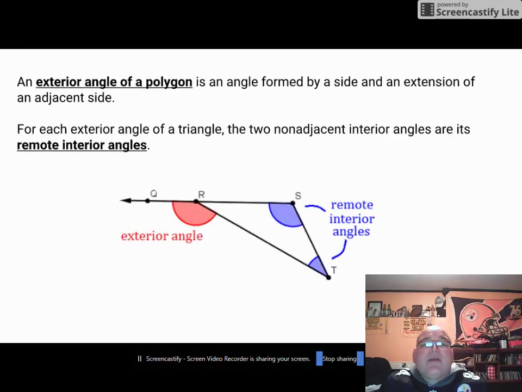Next, let's talk about exterior angles. An exterior angle of a polygon is an angle formed by a side and an extension of an adjacent side, such as this red angle right here. We simply extend side SR to form the exterior angle. For each exterior angle of a triangle, the two non-adjacent interior angles are known as its remote interior angles. Remember, adjacent angles must share a vertex and share a side. These two remote interior angles don't share the vertex.